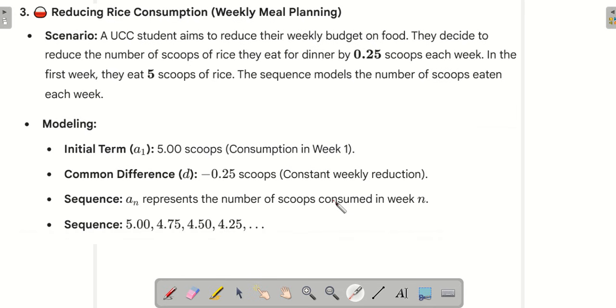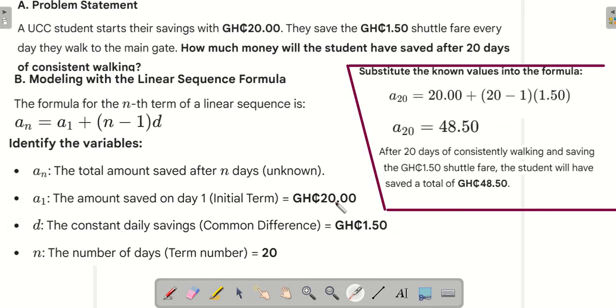Now let's go back to the first question and solve it as the question demands. A UCC student starts with savings of 20 Ghana cedis. They save the 1.5 Ghana cedis shuttle fare every day they walk to the main gate. How much money will the student have saved after 20 days? So here we are looking at U20 of consistent walking. So now let's start, modeling with the linear sequence formula.